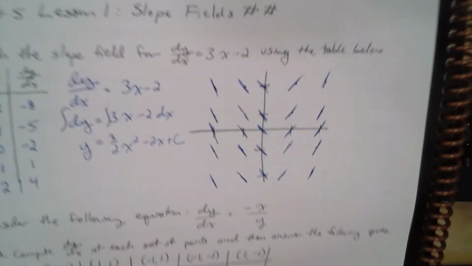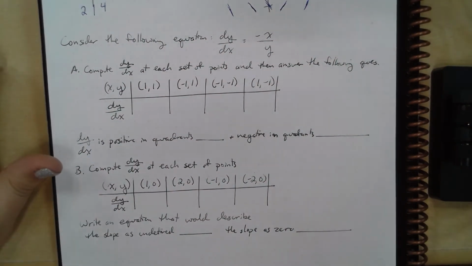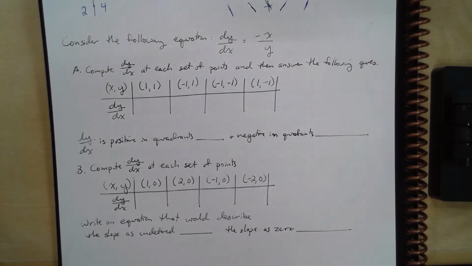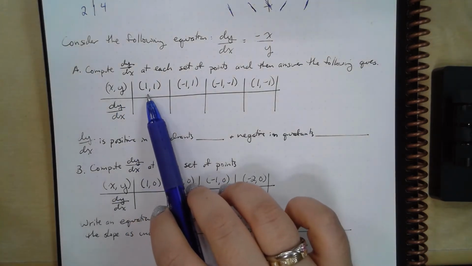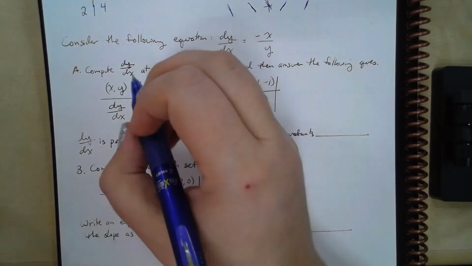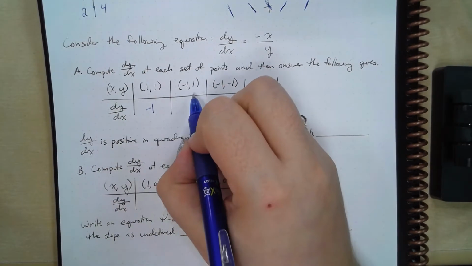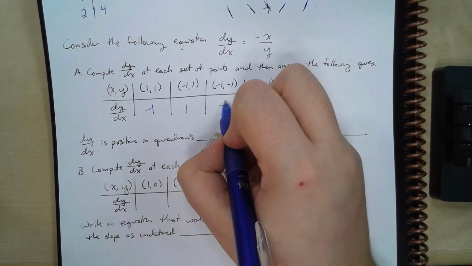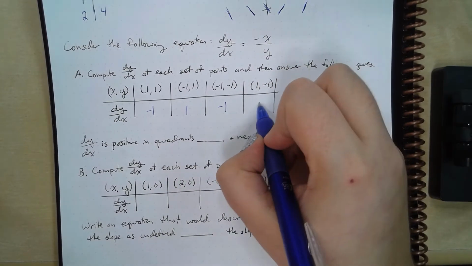Okay, so let's walk through this a little more slowly, step by step here. Let's consider the equation dy over dx is equal to negative xy. First we're asked to compute dy over dx at each set of points and then answer the following questions. So when (x, y) is (1, 1), dy over dx is going to be negative 1 over 1. That's going to be negative 1. At (negative 1, 1), we're going to have positive 1. At (negative 1, negative 1), we're going to have negative 1. And at (1, negative 1), we're going to have 1.